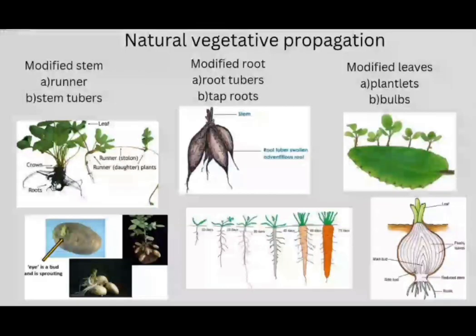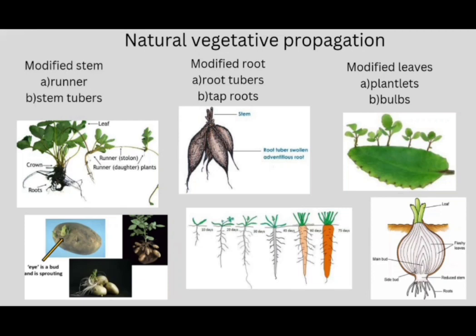Natural vegetative propagation refers to the natural development of a new plant without human intervention. Modified stem: runner and stem tubers. Runners have a horizontal stem which grows or runs over the soil surface. Stem tubers have eyes or lateral buds that produce new shoots and roots using the stored food.